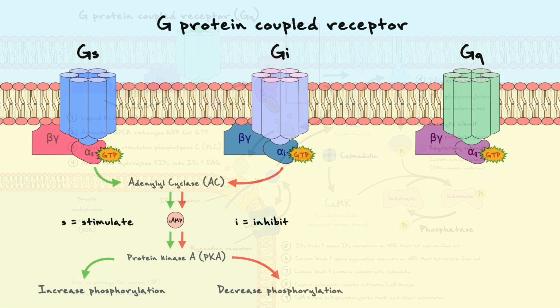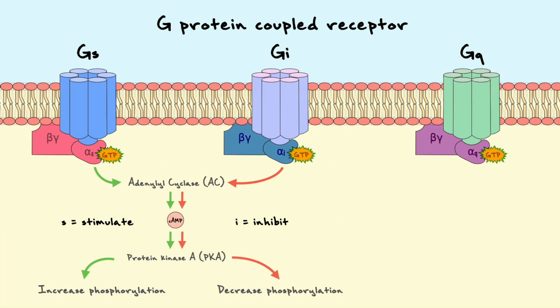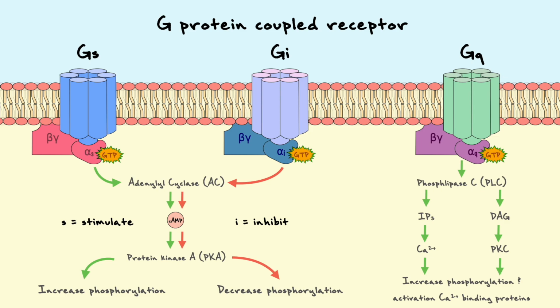Back to the schematic, we can simply summarize the GQ pathway in this way. The activation of alpha Q leads to the activation of PLC, then formation of two second messengers, DAG and IP3, and then the activation of kinases that increase the phosphorylation inside the cell and the activation of calcium-dependent proteins.